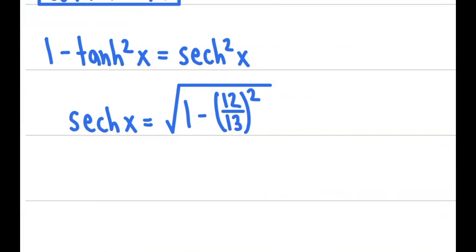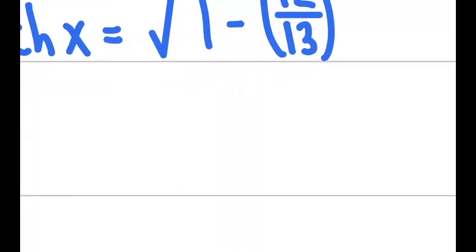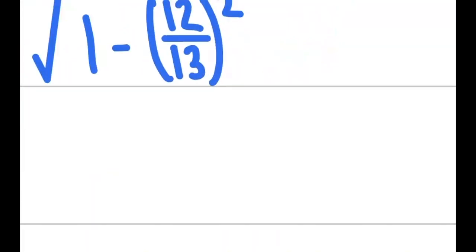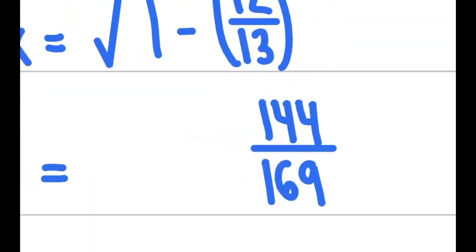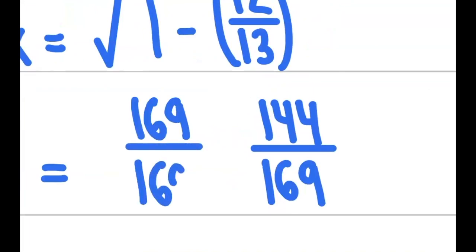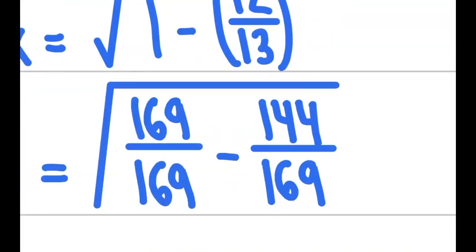Now let's just clean this up a little bit. So 12 over 13 quantity squared, you have to square the 12 and the 13. So it's 144 over 169. And I'm just going to write the 1 as 169 over 169 because I want the denominators to be the same. And we're taking the square root of all this.